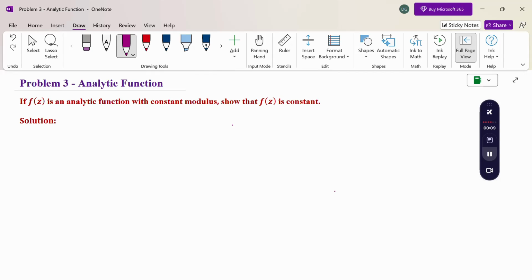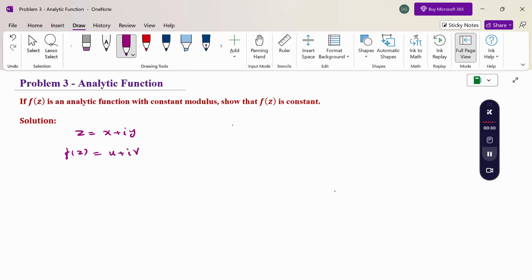In this section we are going to discuss an analytic function problem. Look at this problem. If f of z is an analytic function with constant modulus, show that f of z is constant. Here z equals x plus iy is the complex variable. The function of a complex variable is f of z equals u plus iv.